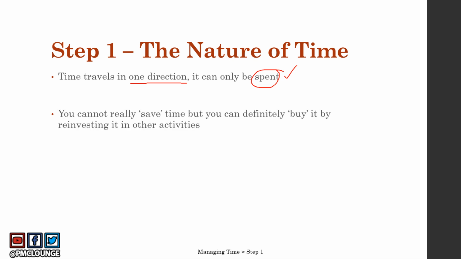So you cannot save or store time for later use, right? You cannot save 10 minutes of your time so that you can use it later. Time travels only in one direction. But you can definitely buy time. How do you buy time? You can do so by reinvesting your time in other activities.